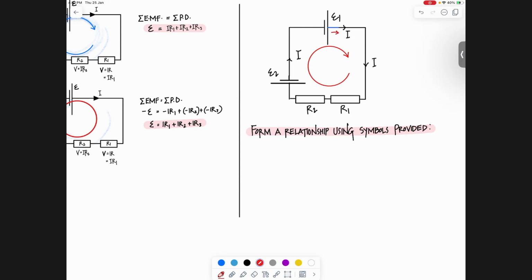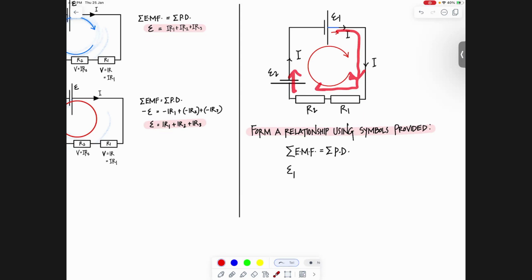In my direction, right? So I'll consider this EMF to be positive. So again, there's a mark for this, you have to write this all the time: sum of EMF equals sum of PD, right? So EMF 1 হচ্ছে in my direction as I keep going like this.